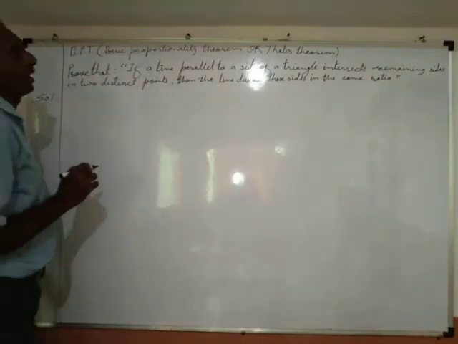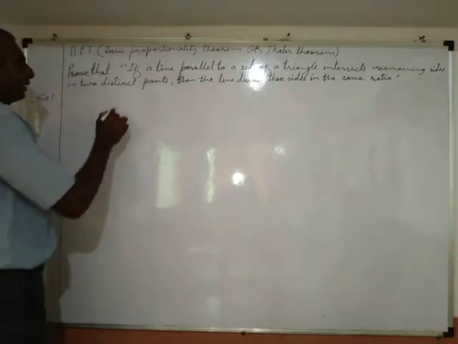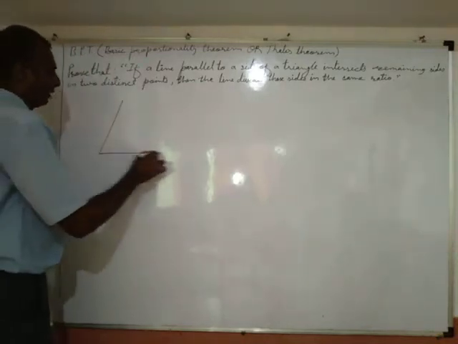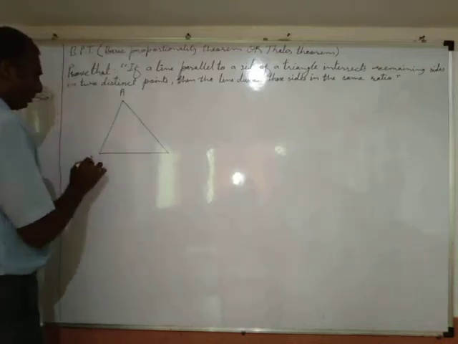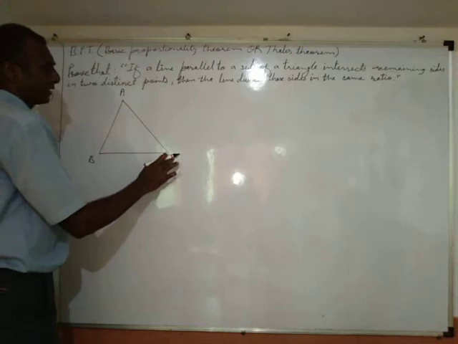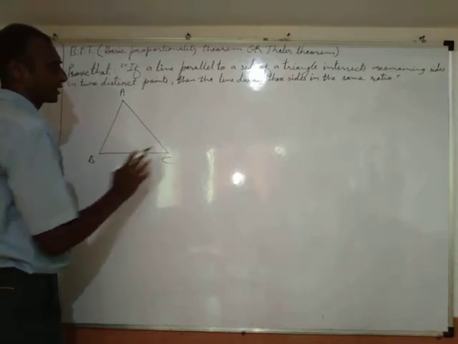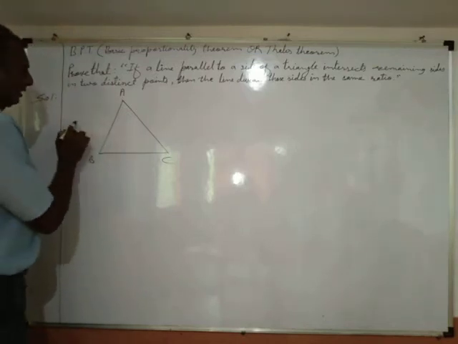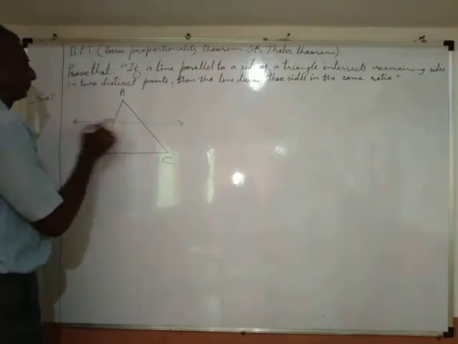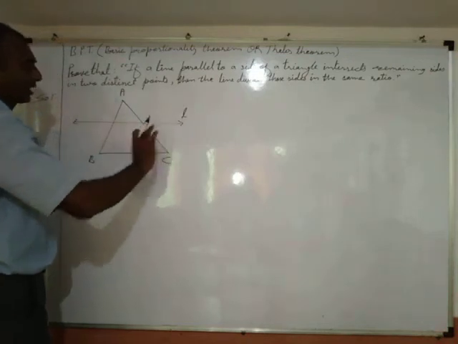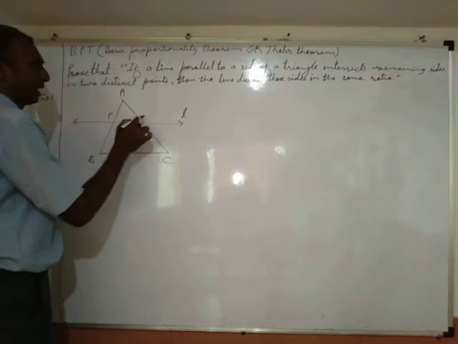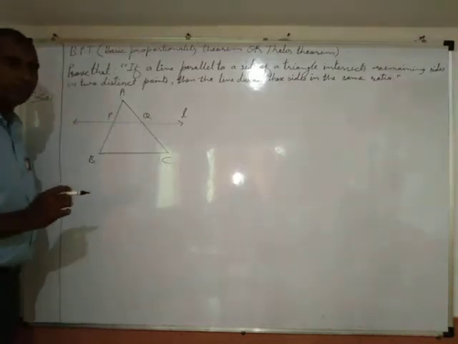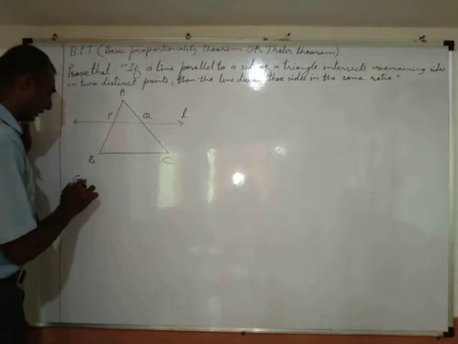As per the statement, we need a triangle. Let's consider triangle ABC. Now let's consider a line parallel to a side of the triangle, intersecting the remaining two sides in two distinct points. Let that line be line L. Line L is parallel to side BC, intersecting AB and AC in points P and Q. Let's mention these things in the given.